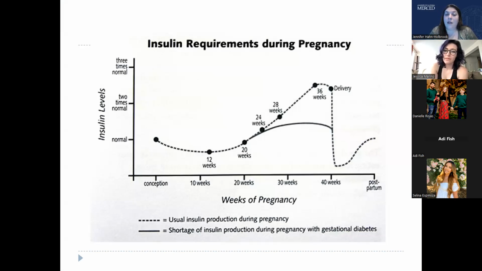So insulin levels have to get like 2 times normal, almost 3 times normal at the end of a healthy pregnancy in order to not have the mom develop gestational diabetes. That's because the amount of glucose that the mom's making and eating and needing to have the baby is huge, and so to regulate your blood sugar, pretty much everyone's pre-diabetic by the end of pregnancy.